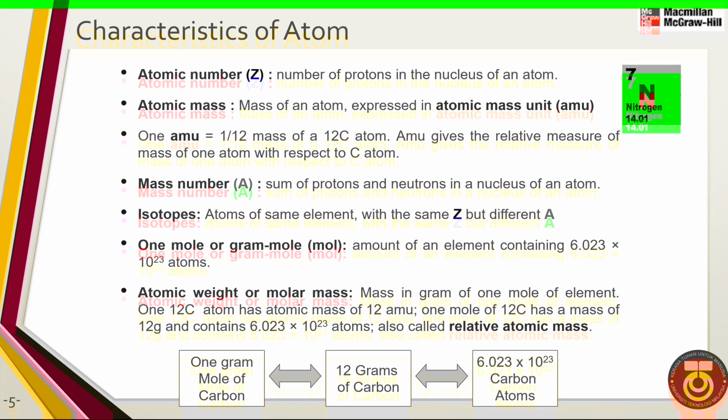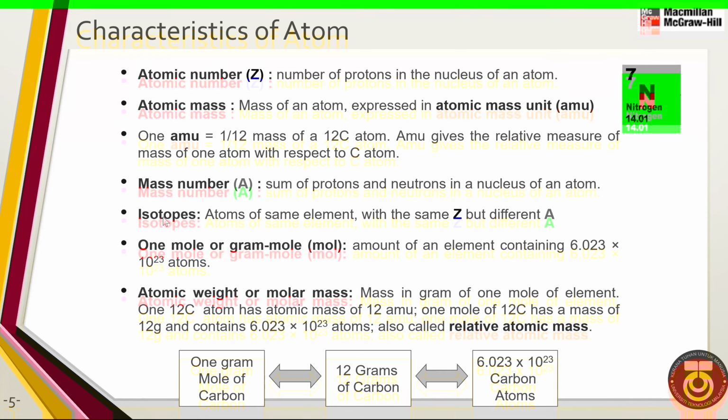Then we also have the definition of atomic mass. It is actually the mass of an atom, and the unit is AMU, atomic mass unit. And for carbon, we have 12, okay, because this is how you can calculate it: 1 AMU equals 1 divided by 12 of the mass of a carbon-12 atom. So that's why we have the relative measurement of one atom with respect to the carbon atom. So this is how the atomic mass is defined.